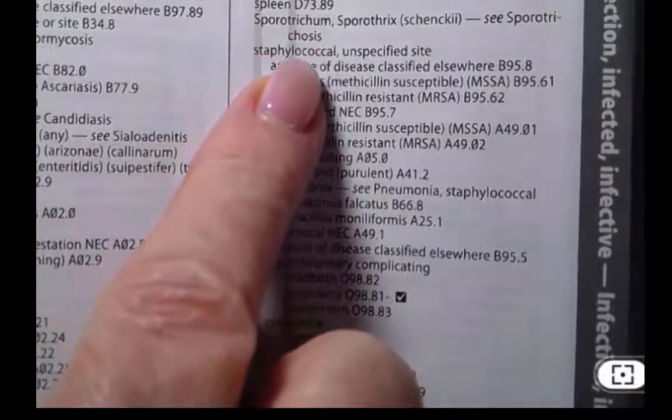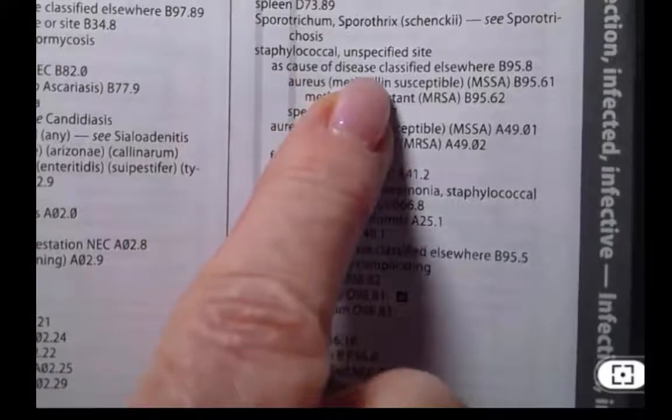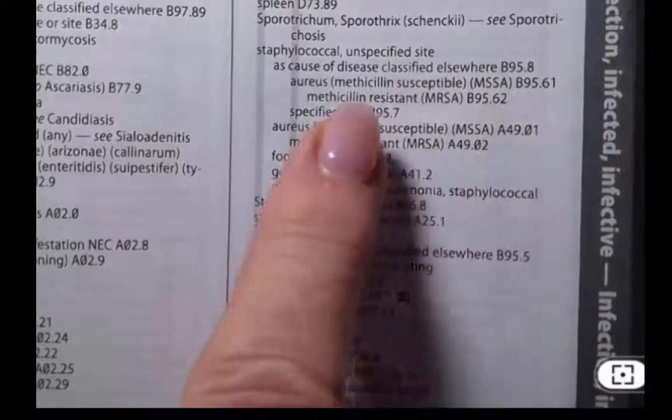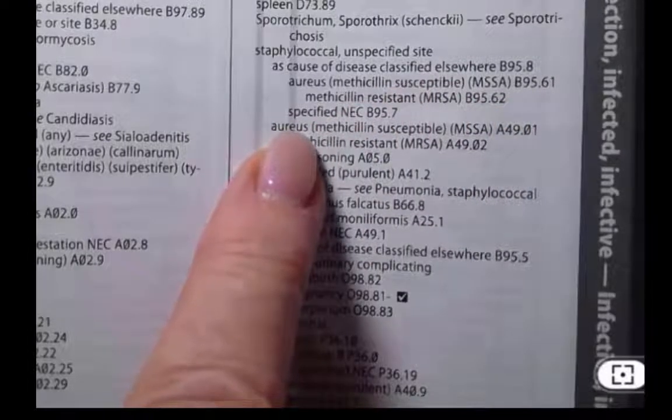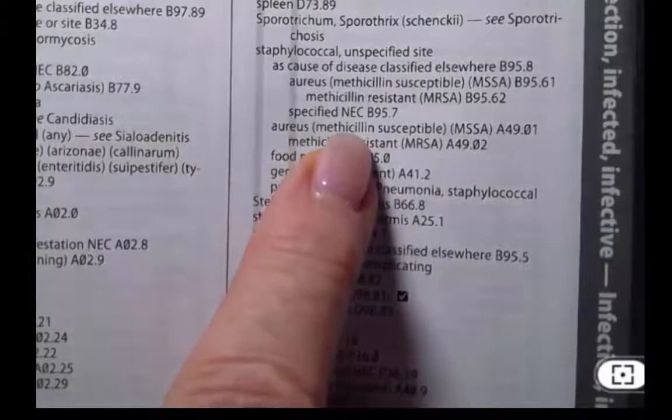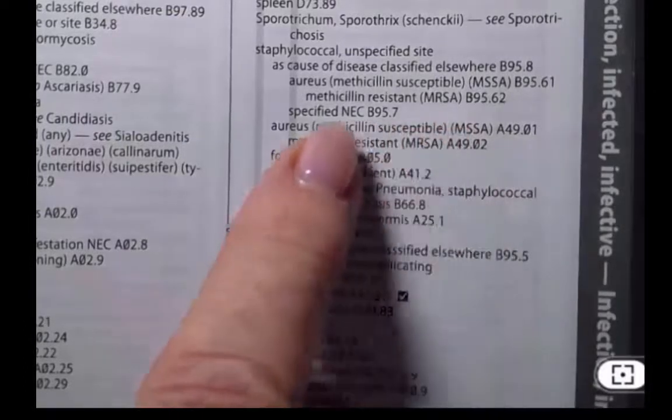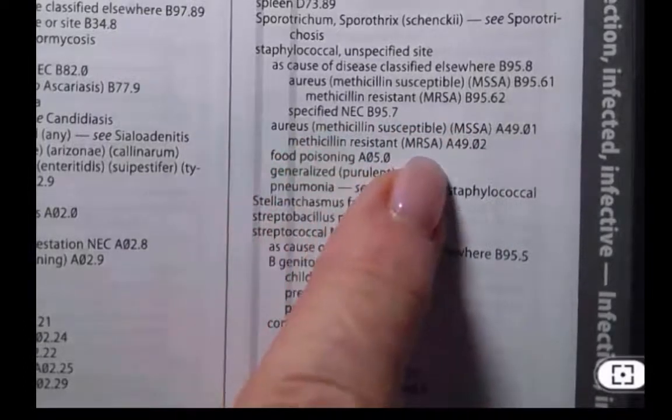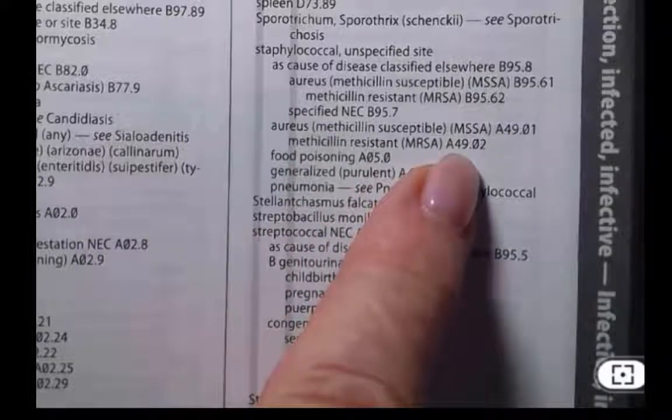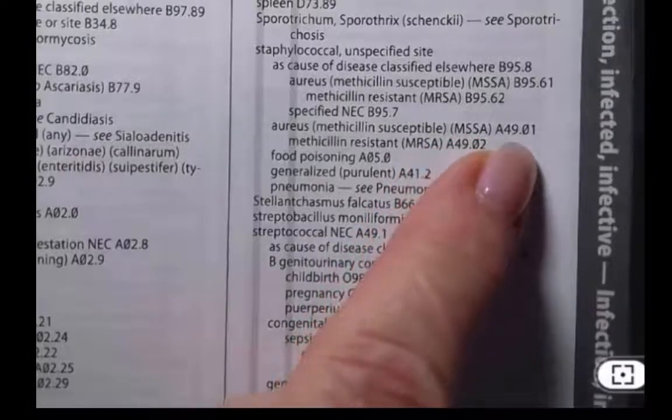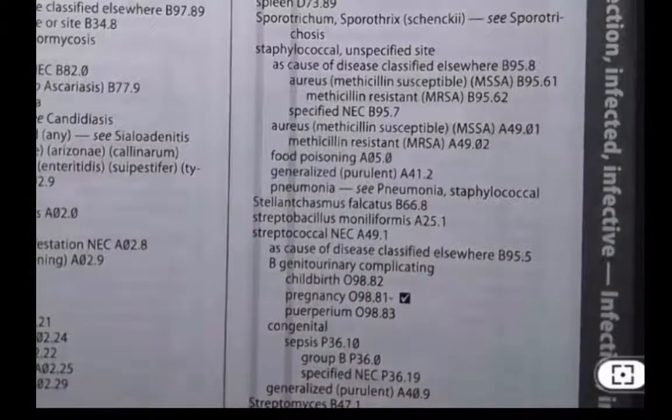We're under infection, staphylococcal. This is what we typically have coded as a cause of disease classified elsewhere with these B95 codes. But in this case, it is strictly just a Staph aureus infection. And the default is the methicillin susceptible, A49.01, and the further indentation is the MRSA, A41.02, because our documentation did not mention if this organism was MSSA or MRSA. We code the MSSA as our default. A49.01, that's how we get that code.